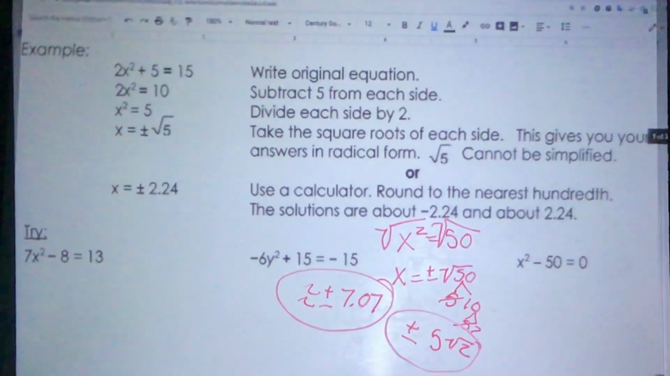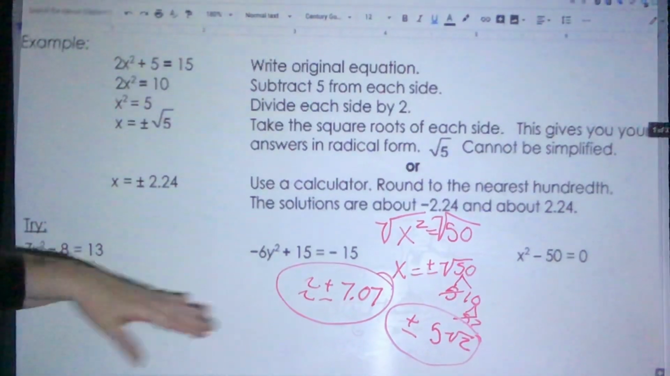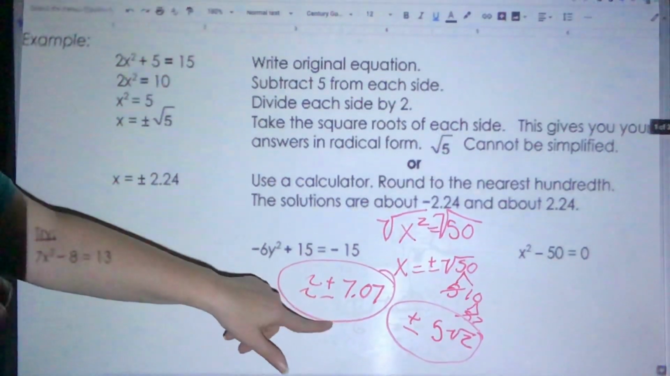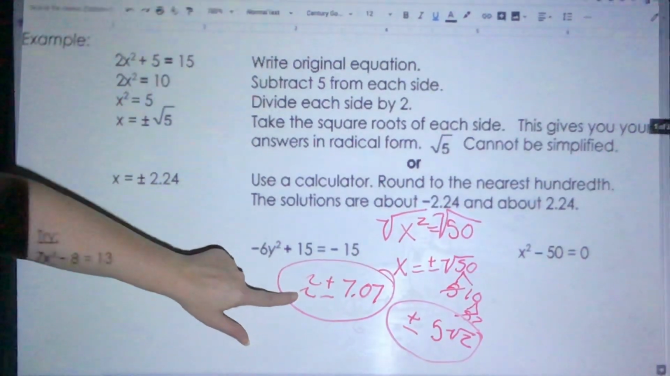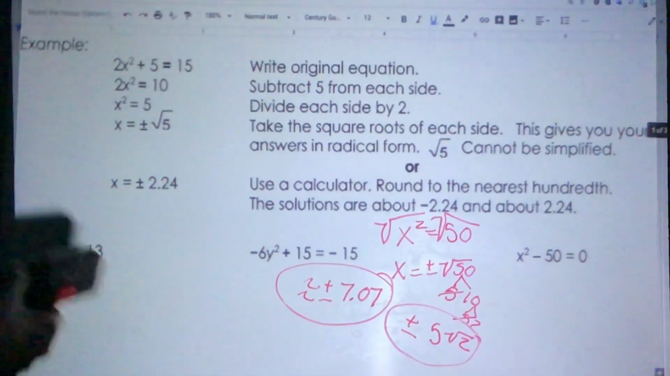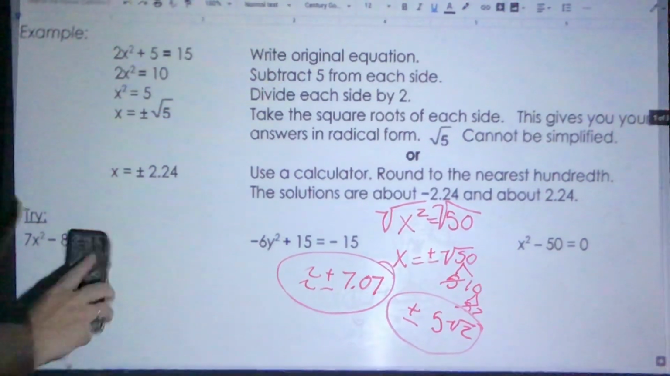You want to make sure you practice with the calculator and know how to get the square roots with the calculator. So those would be the 2 solutions, roots or zeros, 2 ways of writing it. This one is more exact because here we had to round. But this one makes more sense to people when they see it because they know where 7.07 is approximately on a number line.